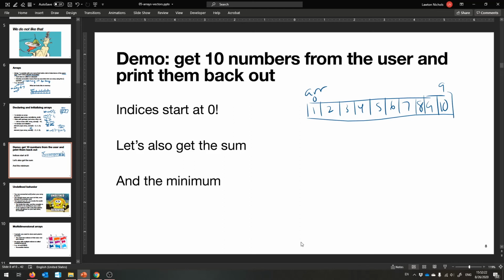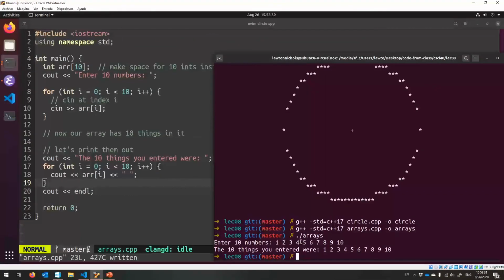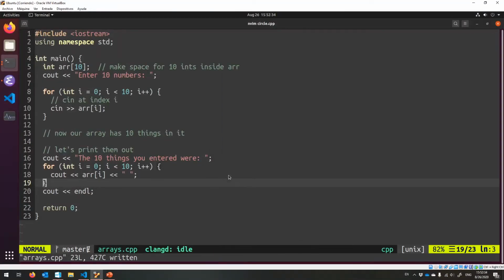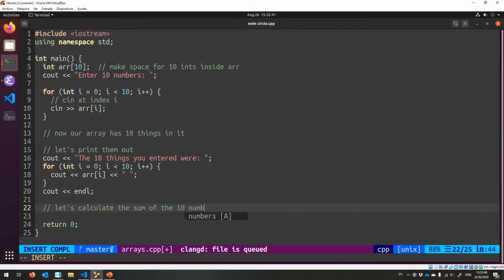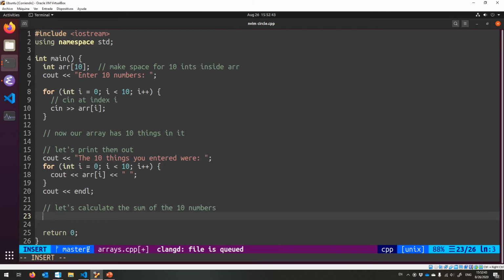Okay? Let's also get the sum of all these things. Okay? This is a really good example of using loops to actually do work. Let's get the sum of all those 10 numbers. So like we did before, we'll just make a variable that holds the sum. And what should it start with? What's the sum of 0 numbers? Well, that's 0.